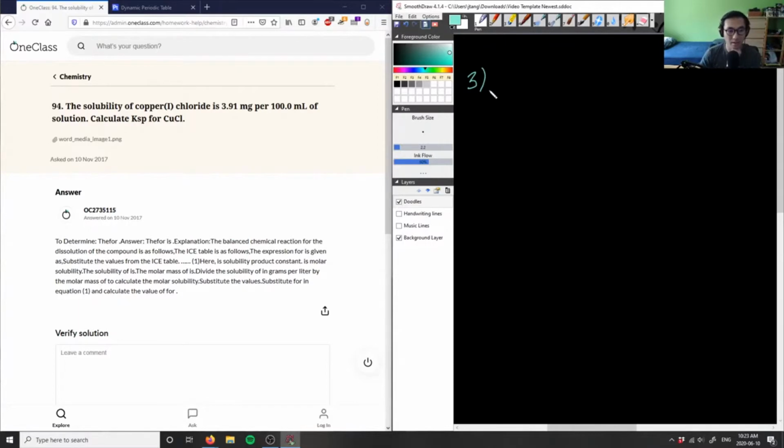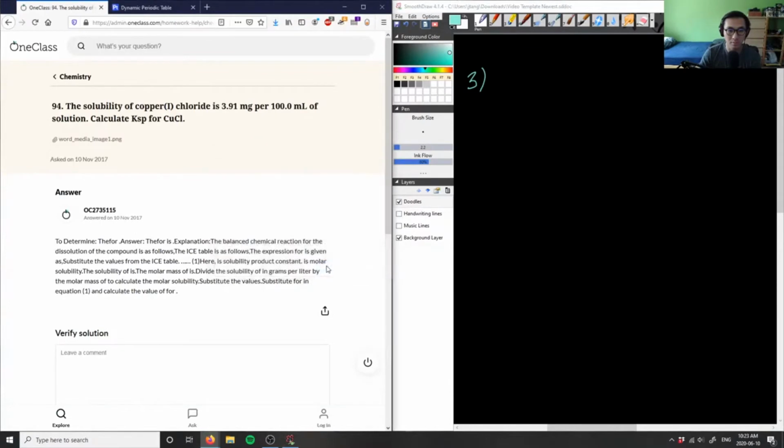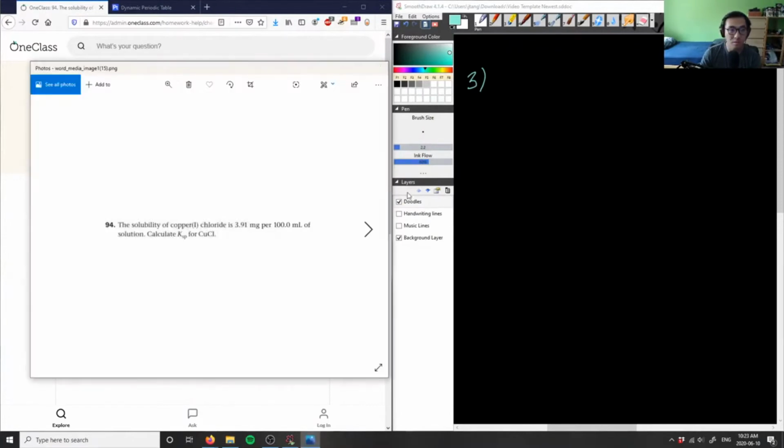So let me look at the problem here. Maybe it'll give us some more information that this solution doesn't give us here. No, it does not. So that's okay. So we want the Ksp of copper(I) chloride.